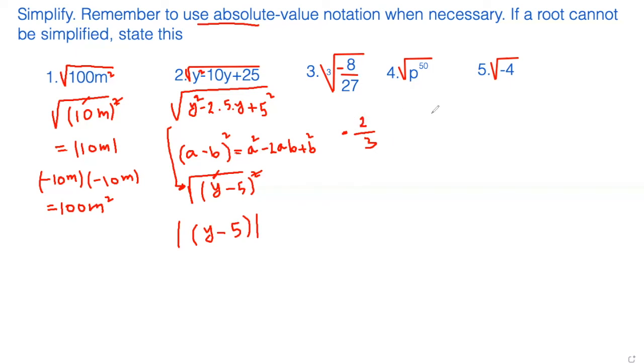For number 4, we can write down p to the power 50 as a square, by dividing the power by 2. So 50 divided by 2 is 25, so p to the power 25, squared, and then a square root. So this square root and the square cancel each other. We have the answer p to the power 25.